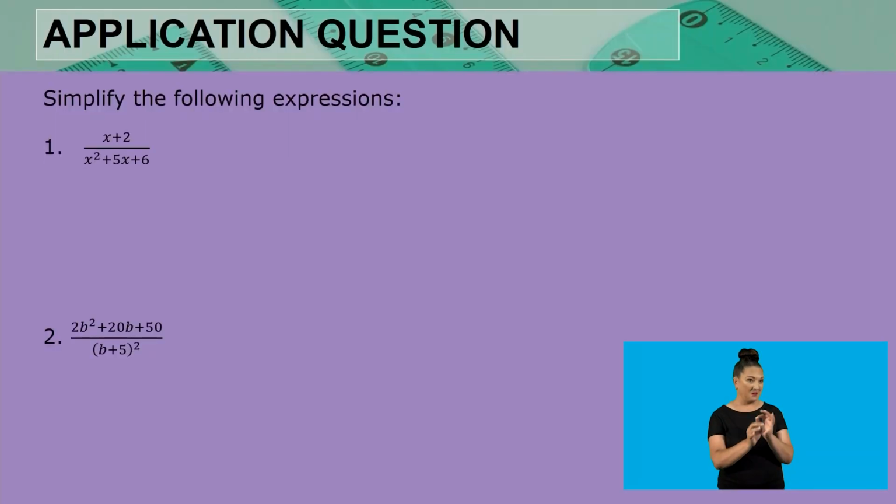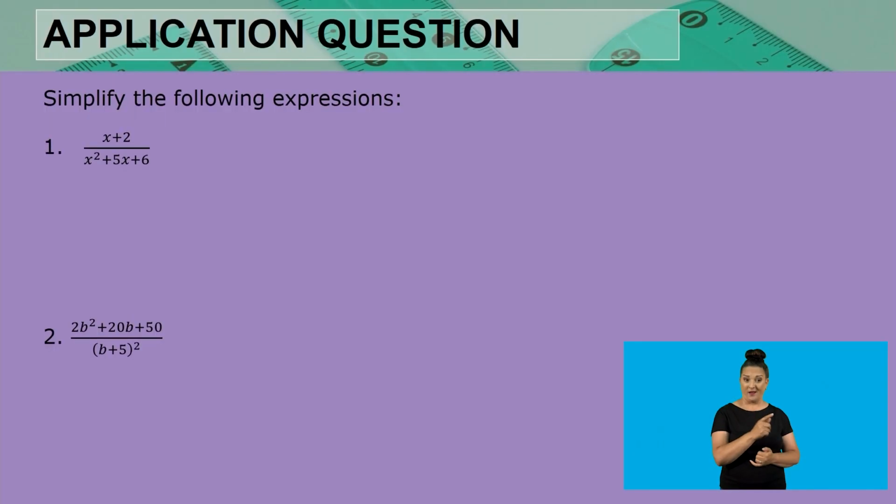Number one, there we have x plus 2 divided by x squared plus 5x plus 6. When we look at the numerator, we are not going to do anything there because that is the simplest form. But when we look at the denominator, we have a quadratic trinomial there, and we have learned methods on how we can factorize that. So the numerator remains x plus 2, but at the bottom we can open two brackets.